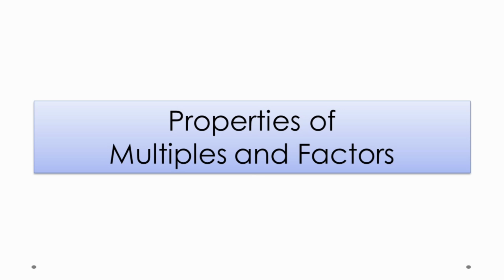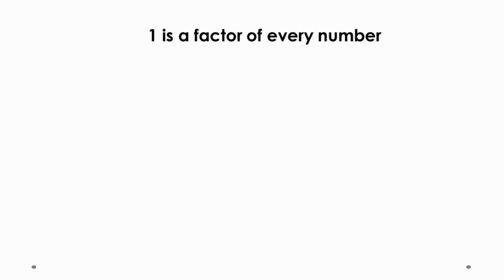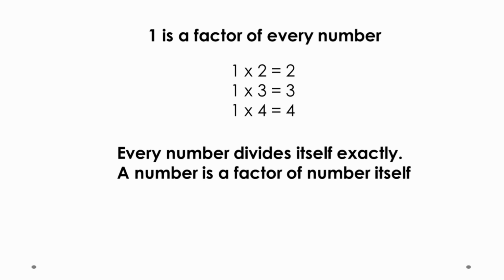Now let's have a look at the properties of factors and multiples. 1 is a factor of every number. As we can see, 1 multiplied by a number is the number itself. 1 into 2 is equal to 2, 1 into 3 is equal to 3, 1 into 4 is equal to 4, so on and so forth. Every number divides itself exactly. Number is a factor of itself. As we can see, 2 divided by 2 is 1, 3 divided by 3 is 1, 4 divided by 4 is 1, so on and so forth.